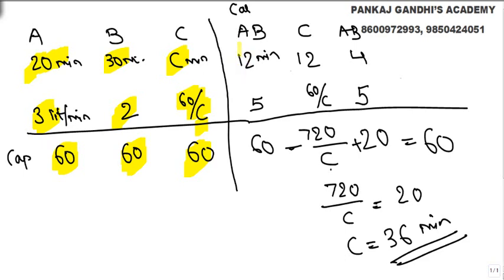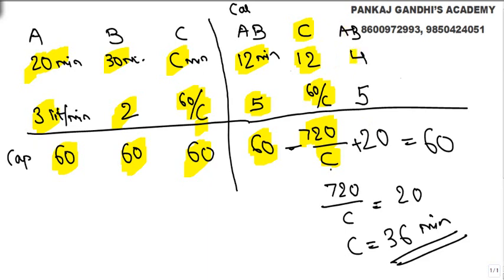The person thought only A and B were open. So assuming that per minute 5, he thought he should come back in 12 minutes. But when he comes back, he knows that for 12 minutes even C was emptying. Per minute C empties 60 by C, so into 12, this much it emptied.